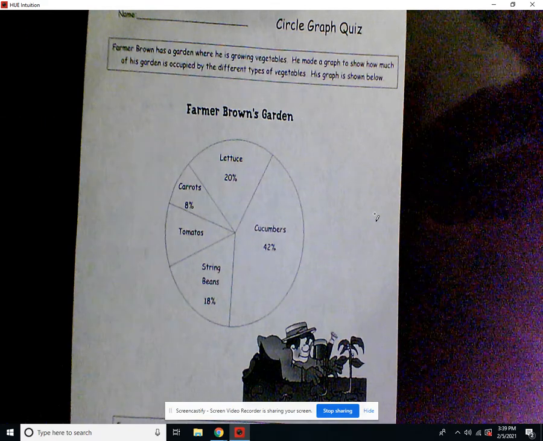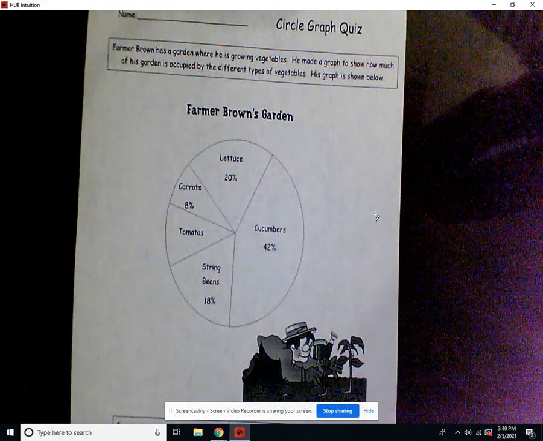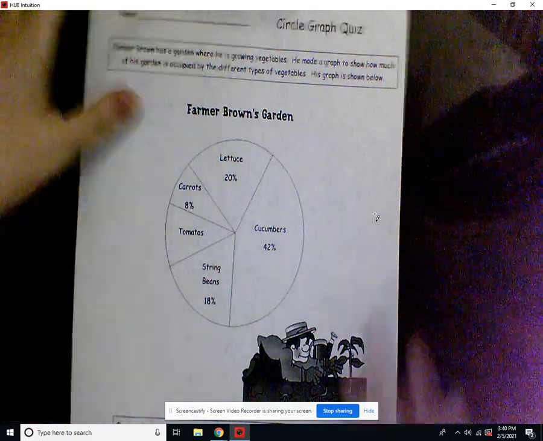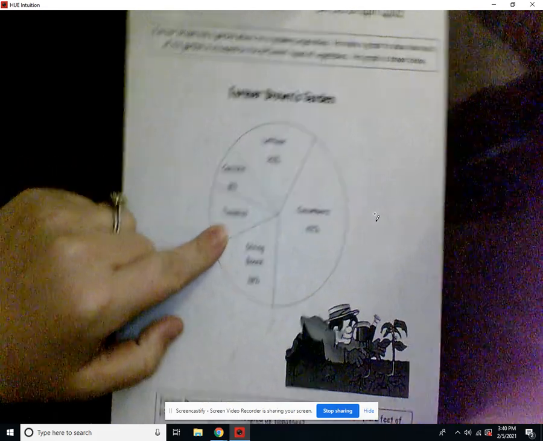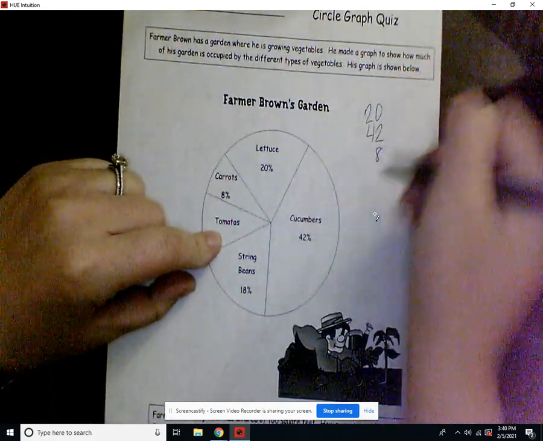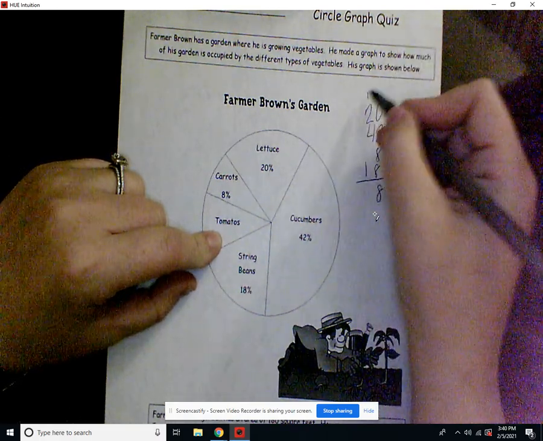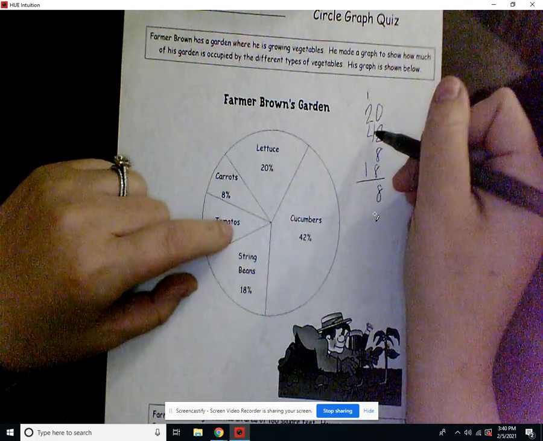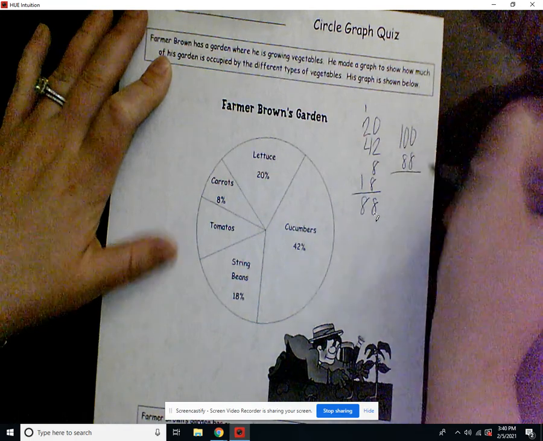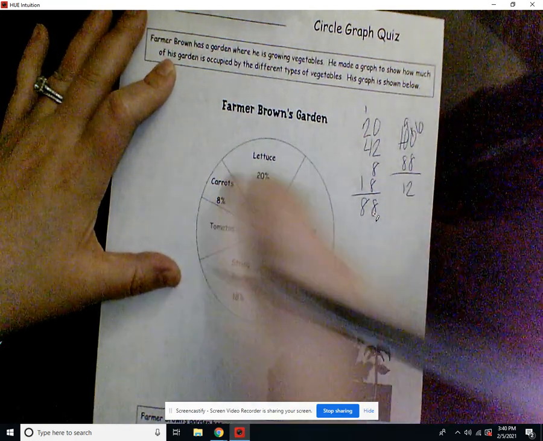Okay, Farmer Brown has a garden where he's growing vegetables. He made a graph to show how much of his garden is occupied by different types of vegetables. His graph is shown below. Again, we're going to fill in the tomatoes first. We're going to add everything up, 20, 42, 8, and 18. It's going to give us 88. Subtract that from 100 to find our missing percent, which is 12.